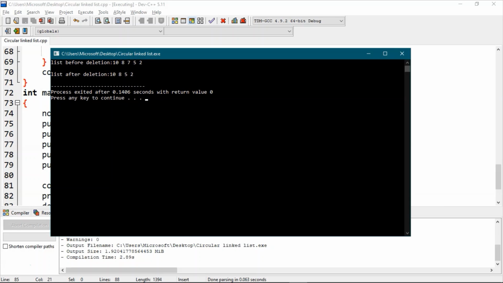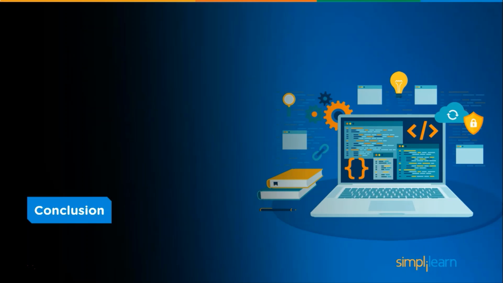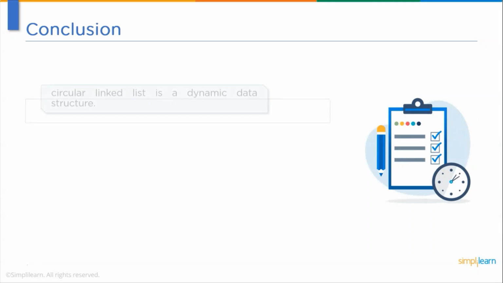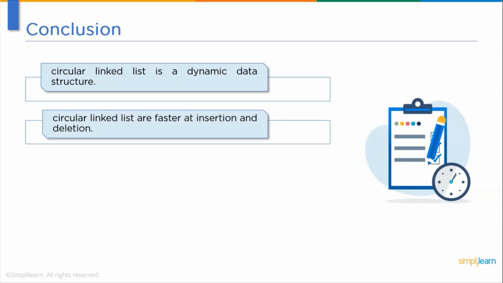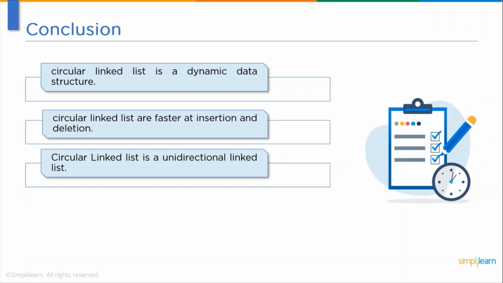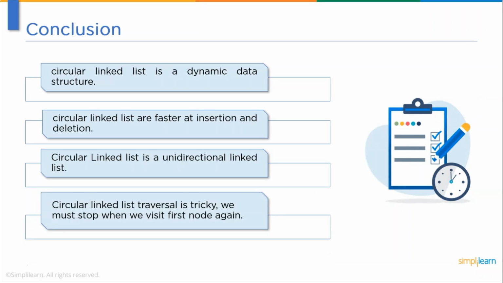Let's get back to our slides. At last, let's sum up what we have learned in this session. First up, we have recognized circular linked lists as dynamic data structures. Next, the circular linked lists offer faster insertion and deletion operation. Next, a circular linked list is unidirectional in nature. That is, we can only traverse it in one direction. Finally, a circular linked list traversal is quite tricky as we have to stop the loop as soon as we revisit the first node. Otherwise, it will traverse it indefinitely.